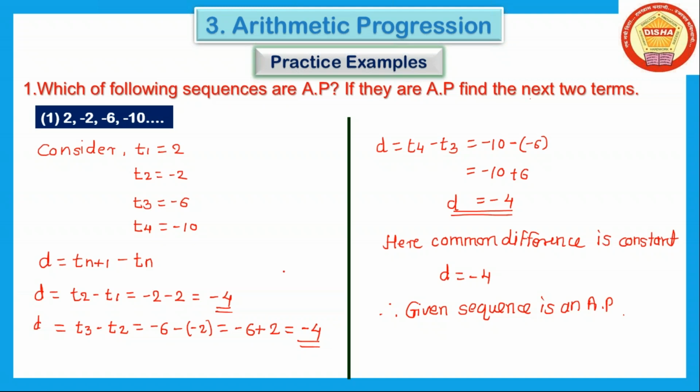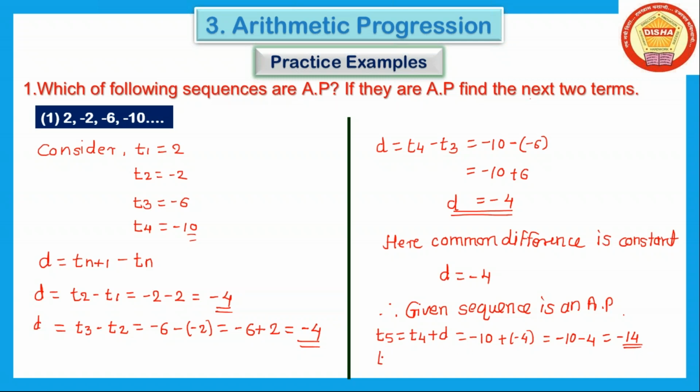Here T4 is given. Then we have to find here T5. How we find here? T4 plus difference. Okay. We added difference in the terms, then we find the next term. This T5 is equal to T4 plus D. What is here T4? It is -10. Okay. -10 plus -4, which is equal to -14. Means fifth term for the given sequence is -14.